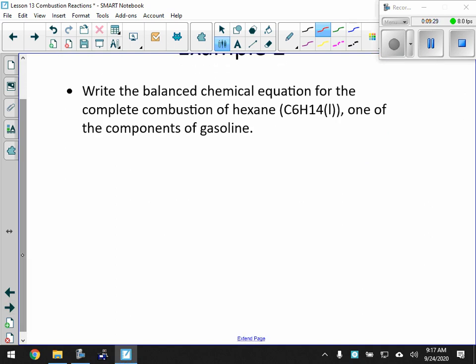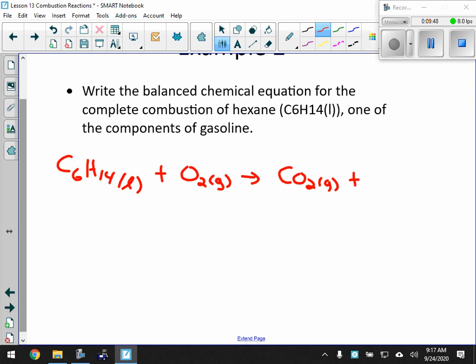C6H14. All right. So this is hexane. I'm just going to go ahead and jump right in. This one has to tell you that it's a liquid. Otherwise, we wouldn't know. Hexane is a liquid. And we're going to add oxygen, always. And we're going to get carbon dioxide gas and water gas. All right.